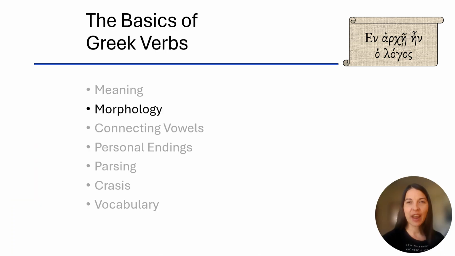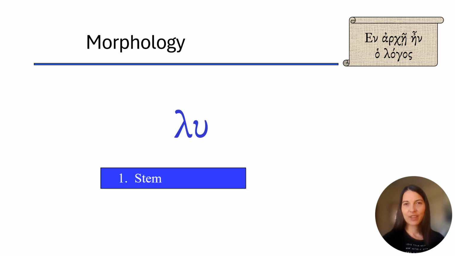So let's take a look at how to form a present tense verb in Greek. Each of our verbs in Greek is formed by connecting different parts. I like to think of these as a math equation. This plus this plus this equals our verb.